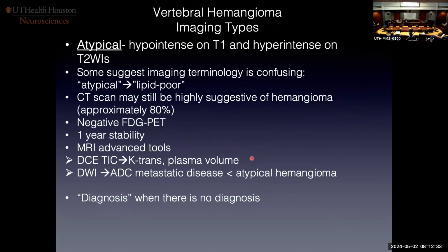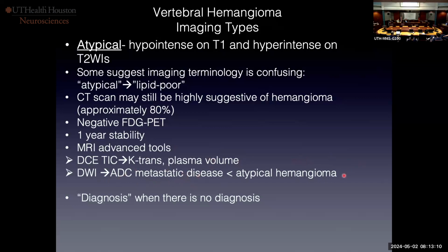I don't know how well they work in practice in any given institution, but we could inject gadolinium and look at the uptake of gadolinium in the lesion. K-trans and plasma volume, which are metrics in dynamic contrast enhancement that suggest neovascularity, are significantly different than in hemangiomas. We could also do diffusion weighted imaging and look at ADC, which in metastatic disease is typically lower than in an atypical hemangioma. Again, these are advanced tools that work well in papers that are published.